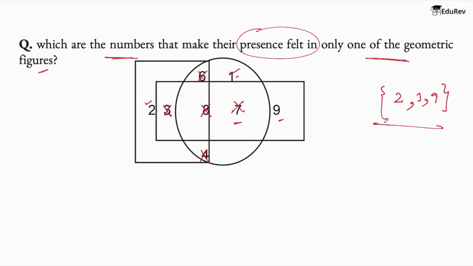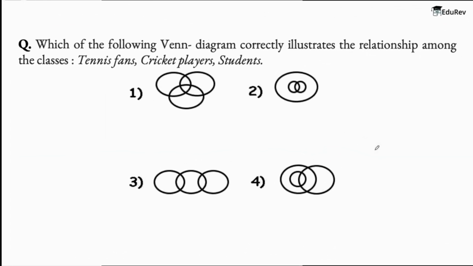So these are the numbers which make their presence felt in only one of the geometric figures, and the set is what? Your 1, 2 and 9. And if I write them in order, it will be what? 1, 2, 9. So these are the numbers whose presence is only felt in one of your geometric figures. Let's move forward now to the next question.